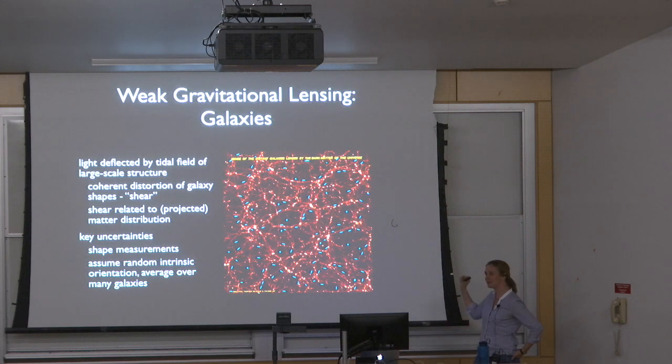So then we measure the shape of each of these galaxies and average over hundreds of them in a nearby patch of the sky so that their intrinsic orientation averages out. And the only signal we keep after averaging over the intrinsic orientations is that distortion imprinted by the tidal field, where, of course, the light from nearby galaxies went through the same tidal field.